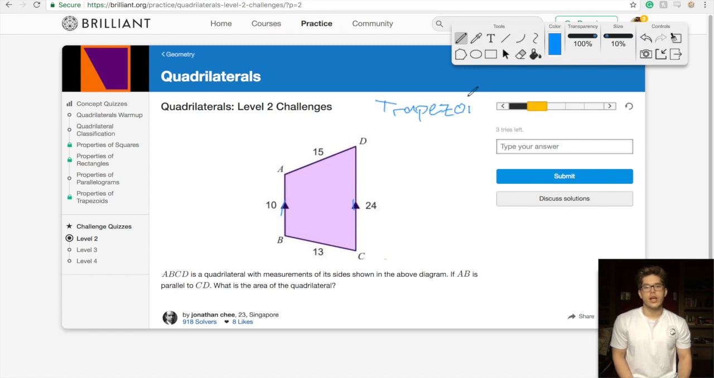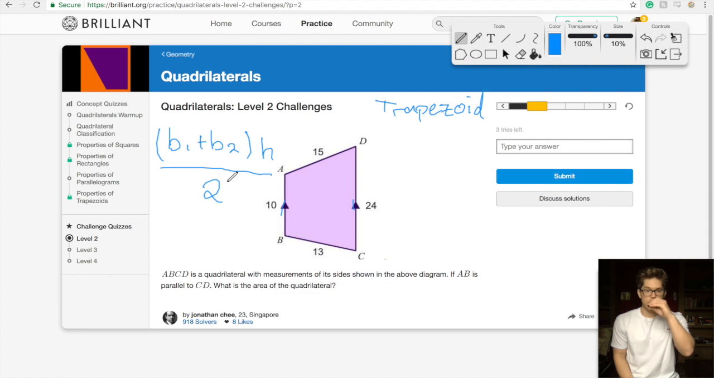And then what do we know about the area of a trapezoid? Well, the area of a trapezoid is found by base 1 plus base 2 times your height divided by 2. So we already know our base 1 and our base 2. What we don't know is the height. So that is what we have to find.